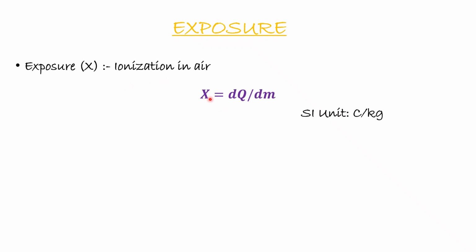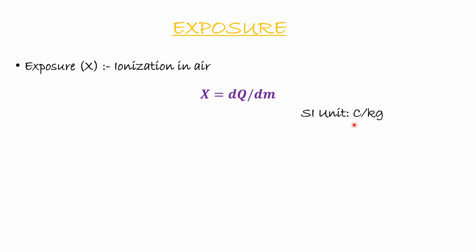How much radiation is present in air is told by exposure. It does not tell what happened inside the body. That means exposure tells how much ionization in air. Okay, the exposure is denoted by X. Its formula is dq by dm. dq represents the charge and dm represents the mass. That means how much charge is deposited per unit mass, that is exposure.